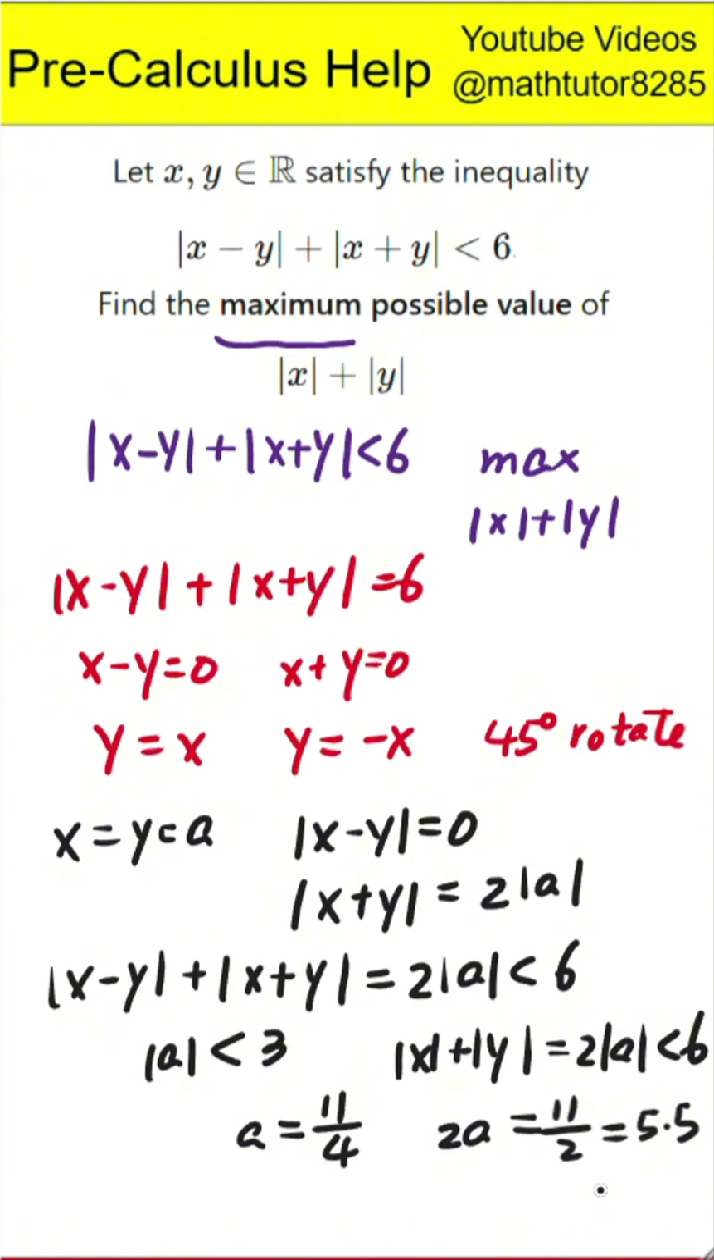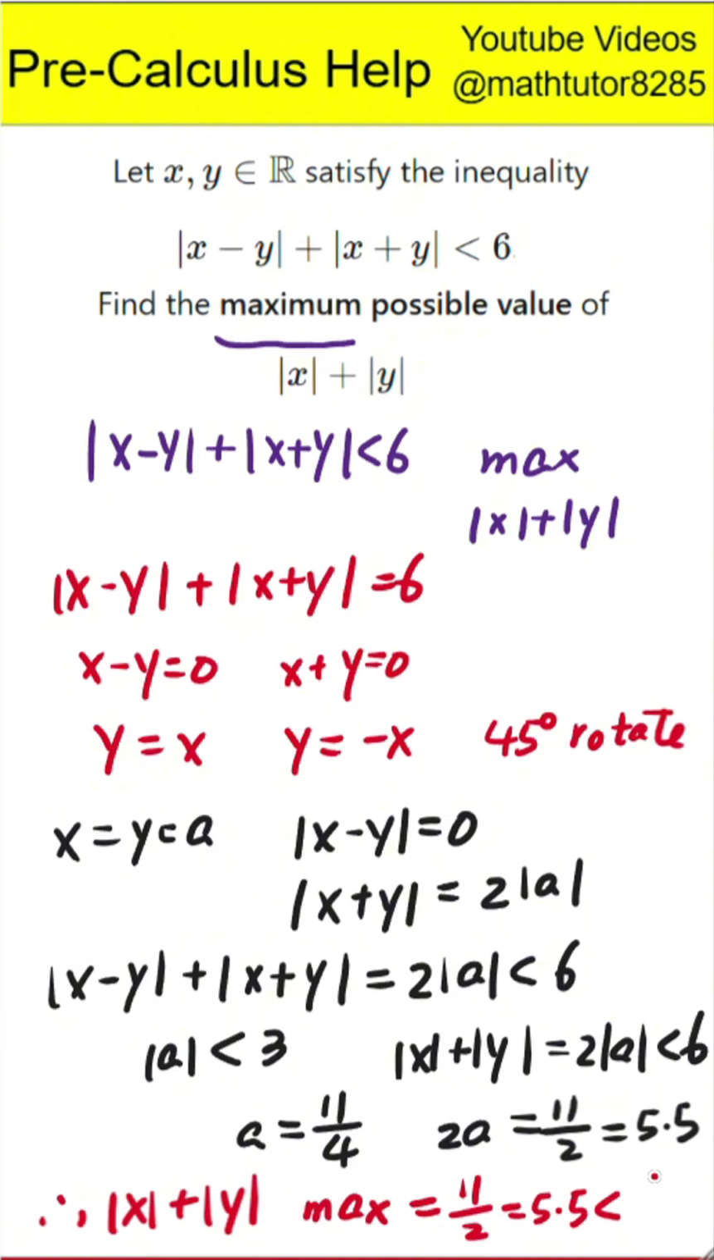To find an exact value that works, we can try setting a to 11 over 4. That gives a total of 5.5 for the sum of the absolute values of x and y. And the condition still holds since the total of the two absolute expressions is also 5.5, which is less than 6. Final answer. The maximum value that the sum of the absolute value of x and the absolute value of y can reach, while staying within the allowed region, is 11 divided by 2. So, the correct answer is 11 over 2.